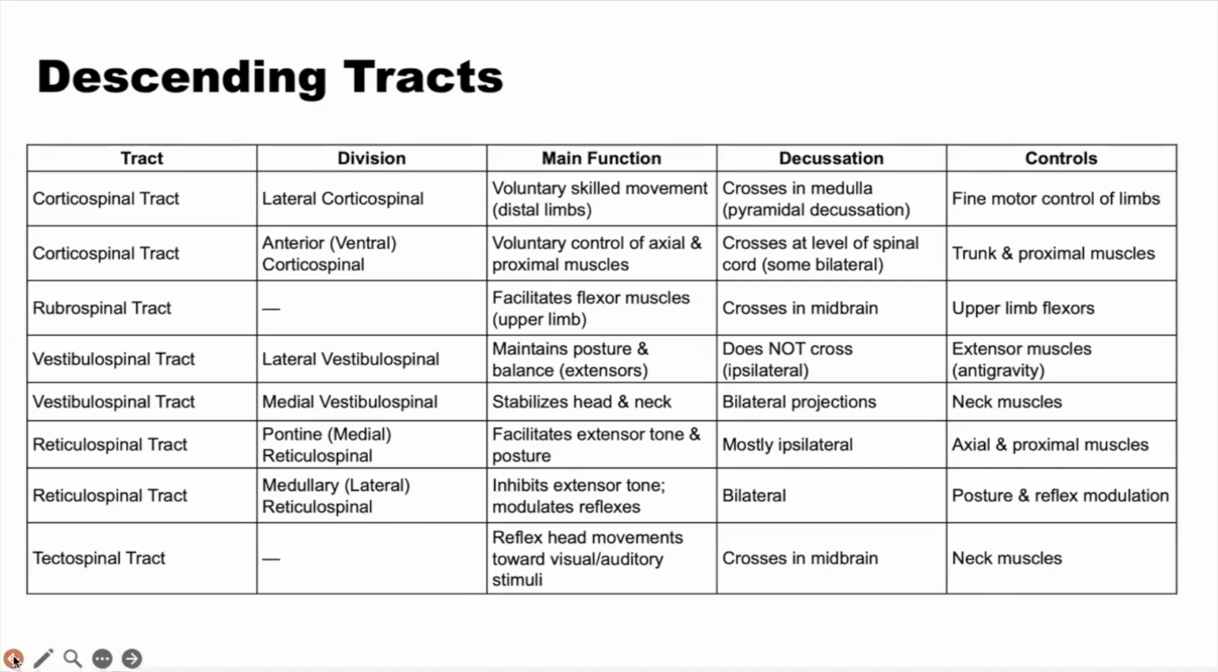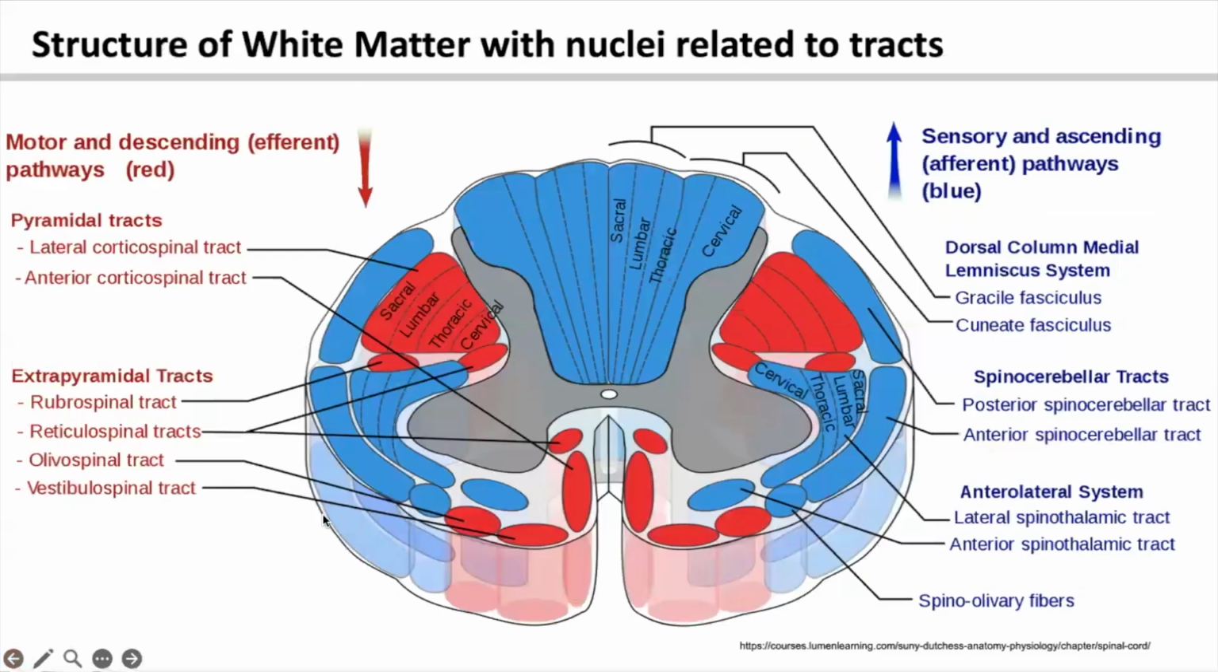So let's review this once more through these tracts. If you see in here, the motor descending tracts are shown in red. This is again orienting you with the spinal cord. This is the posterior part, this is the anterior part. I want to mention one very important thing, that these motor or descending tracts are not present in the posterior or dorsal part of the spinal cord.